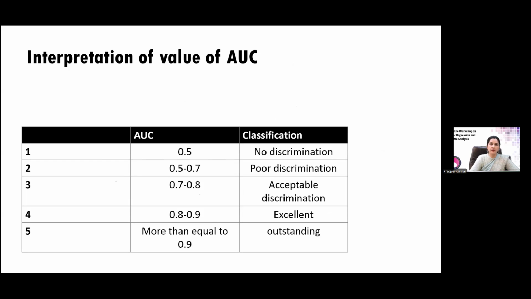If the value of AUC, as we have seen earlier, is 0.5, then we say that it has no discrimination. If the value is from 0.5 to 0.7, then we call it a poor discrimination. If the value is 0.7 to 0.8, then it is acceptable. So anything more than 0.7 is acceptable. 0.8 to 0.9 is excellent, and more than or equal to 0.9 is outstanding. But generally you will see that 0.7 to 0.8 we call acceptable. So a minimum of 0.7 should be there for the value of the area under the curve.